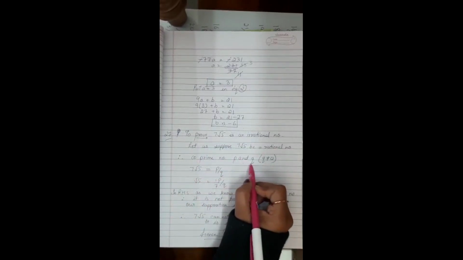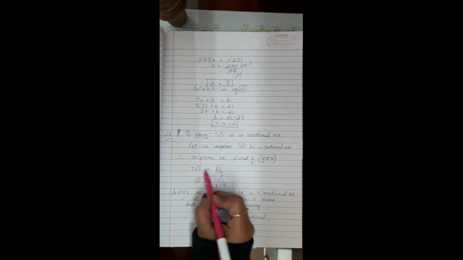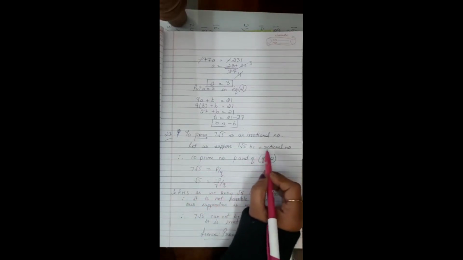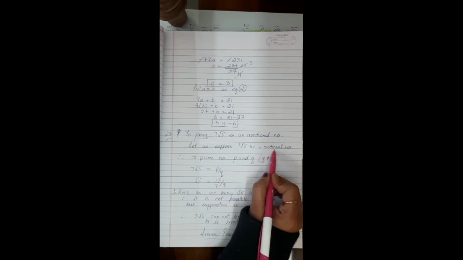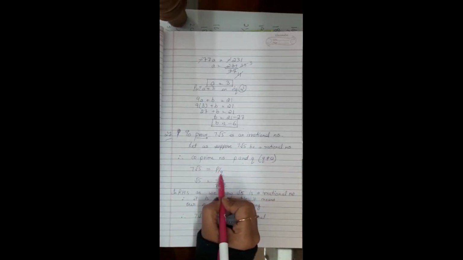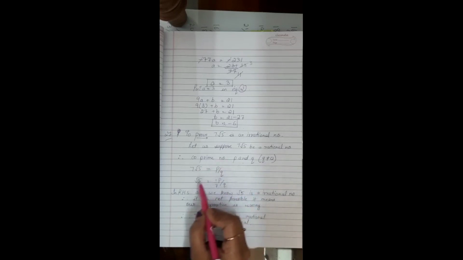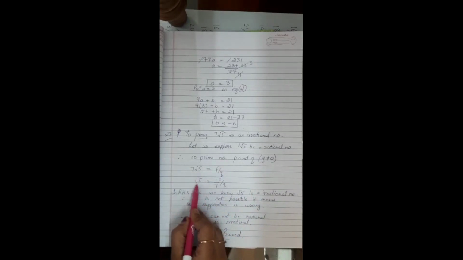Let p and q be co-prime numbers. 7 root 5 is equal to p upon q. If I am considering it to be a rational number, then it must be equal to p upon q, where p and q are co-prime numbers. Okay, so this 7 I move here and am left with only root 5.